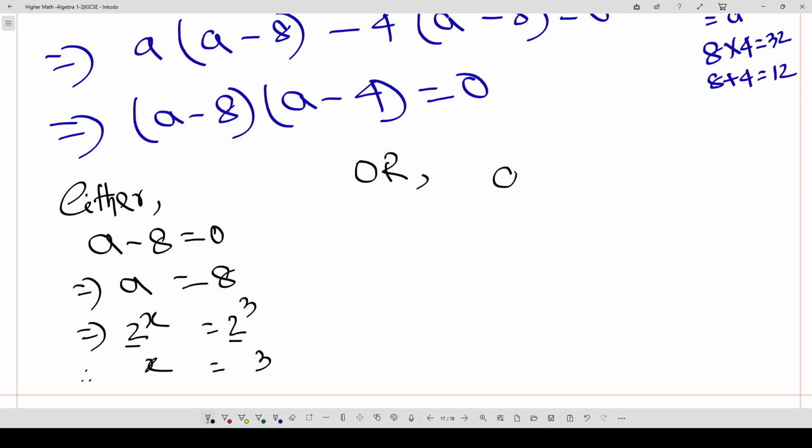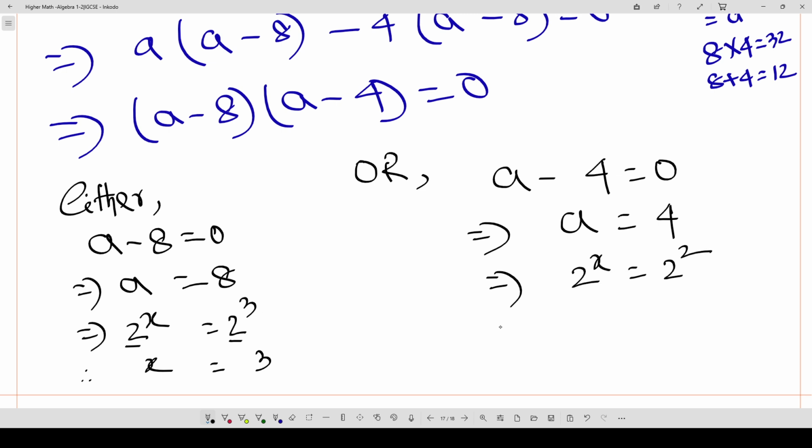Or a minus 4 equals 0. A equals 4. A means 2 to the power x, and 4 means 2 square. So here x equals 2.